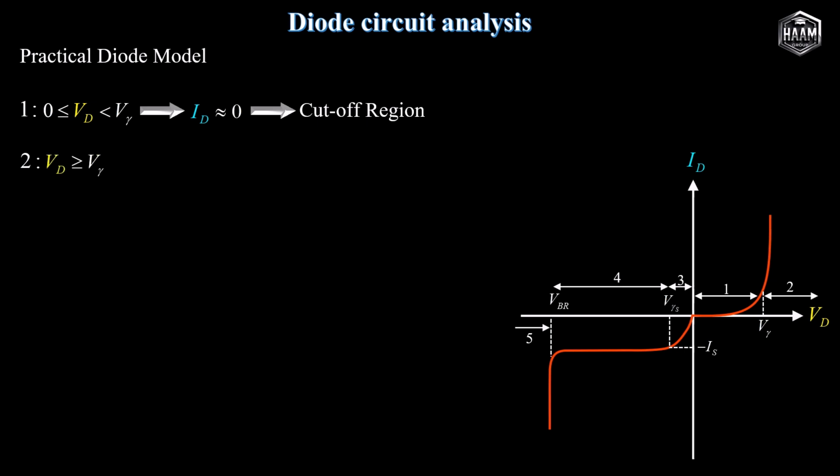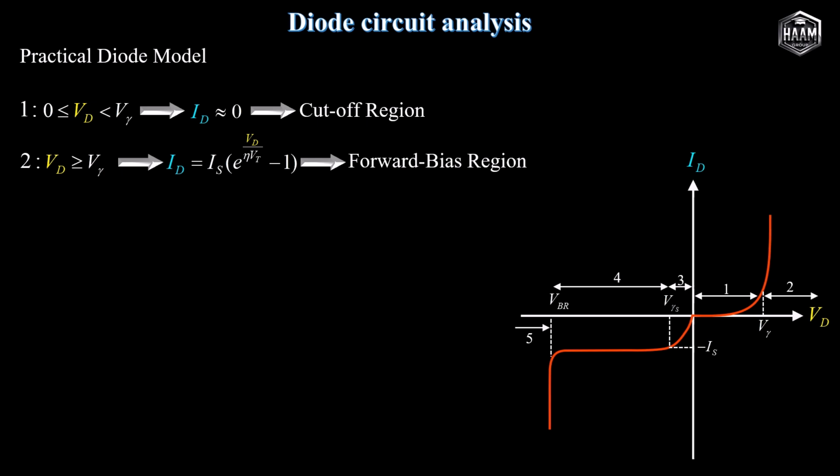Here, the diode current I sub D is governed by the diode equation: I sub S times the quantity e to the power of V sub D over eta V sub T minus 1. In region 2, under strong forward bias, the subtractive unity term, minus 1, can be neglected. This region corresponds to the forward bias or forward conduction mode of the diode.